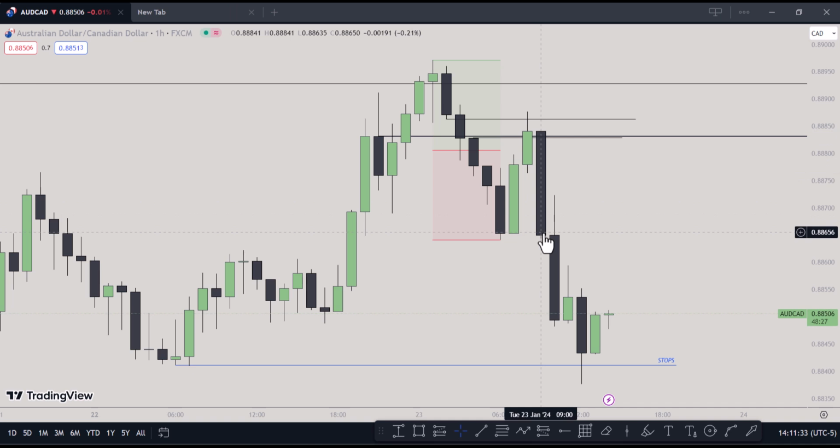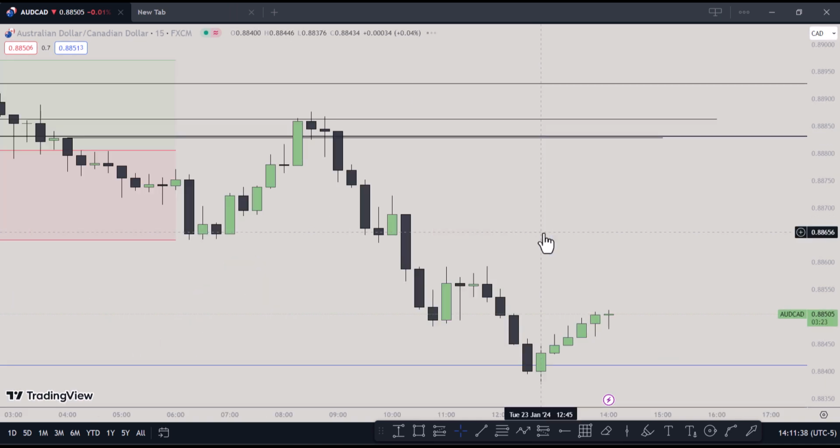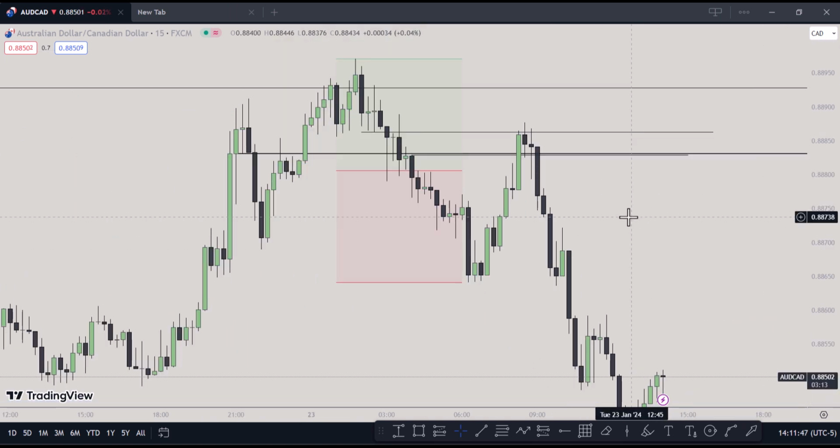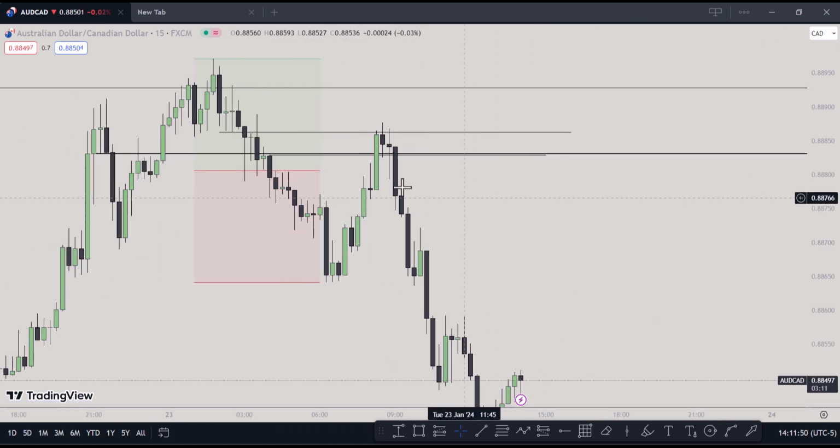Now we need only one time frame to execute from. And for that, I used the 15-minute, or you can use the 5-minute. That's not important. All right. So what do we have? So after we retrace to that fair value gap right here, we have a breakout structure, right?